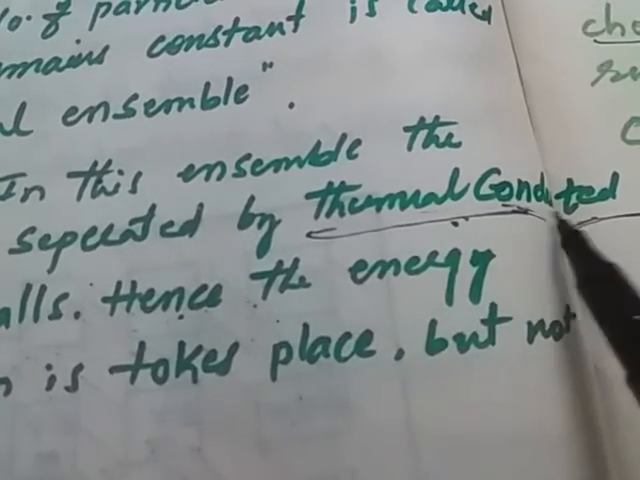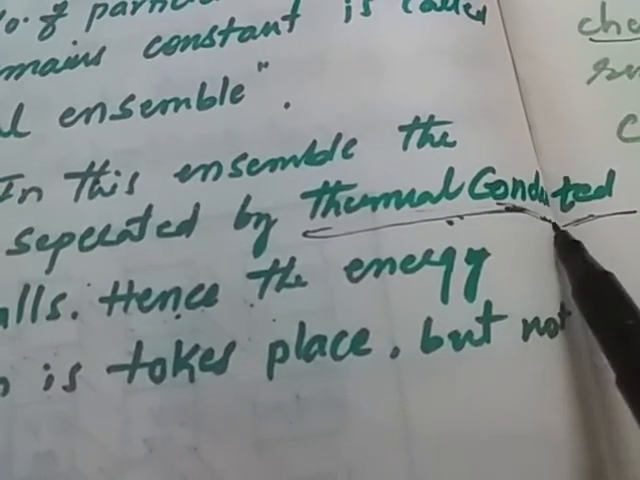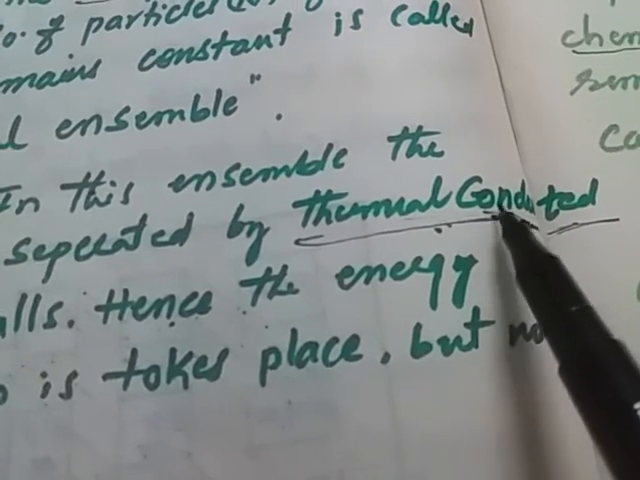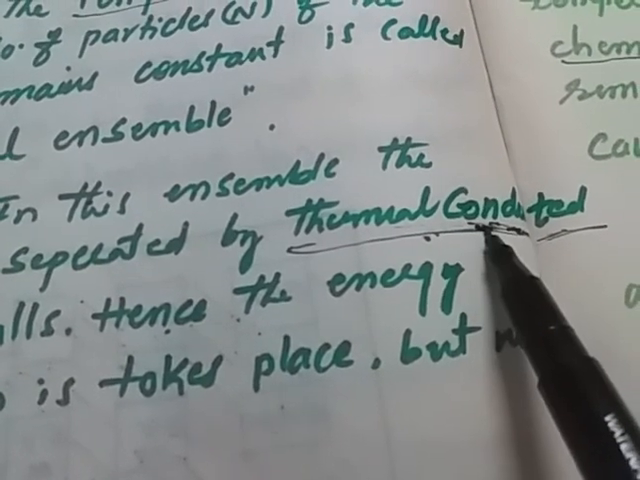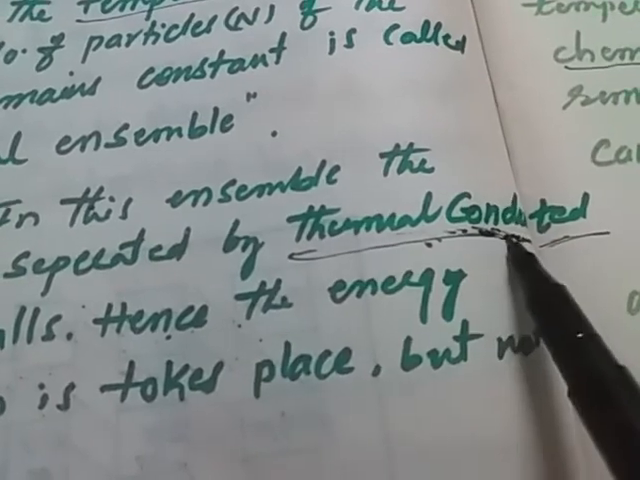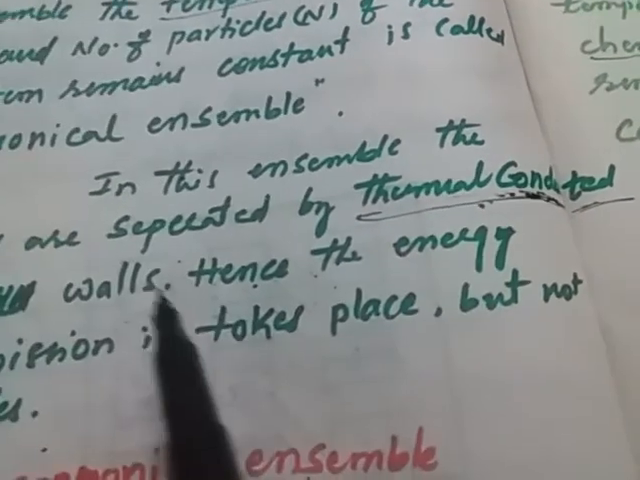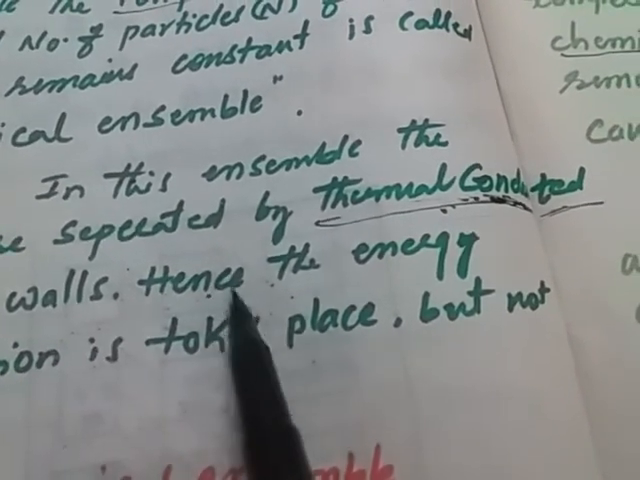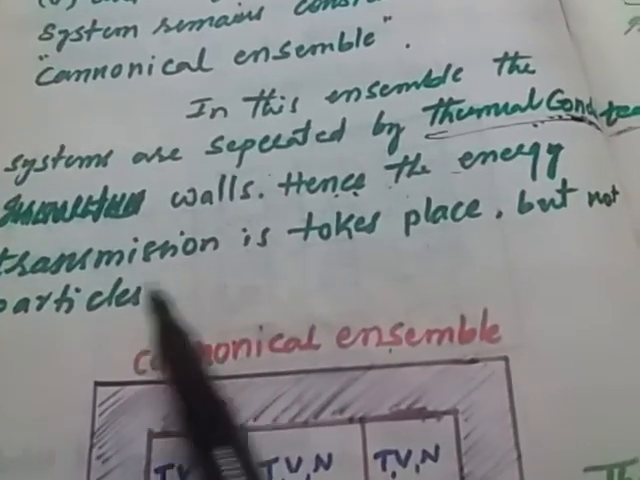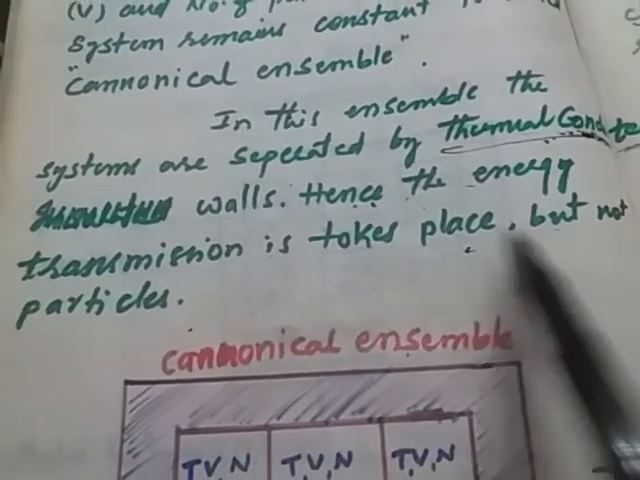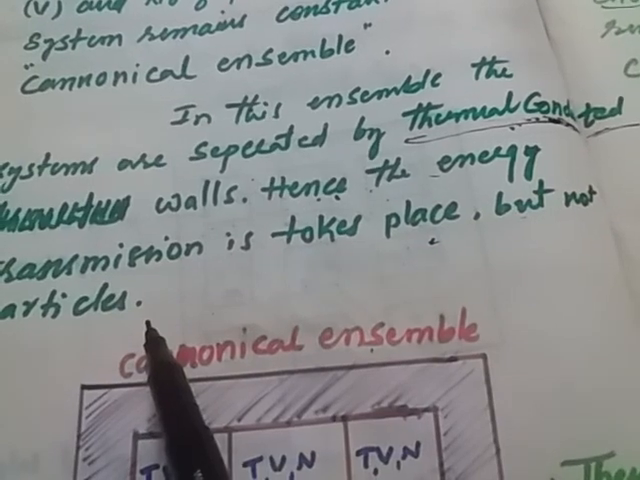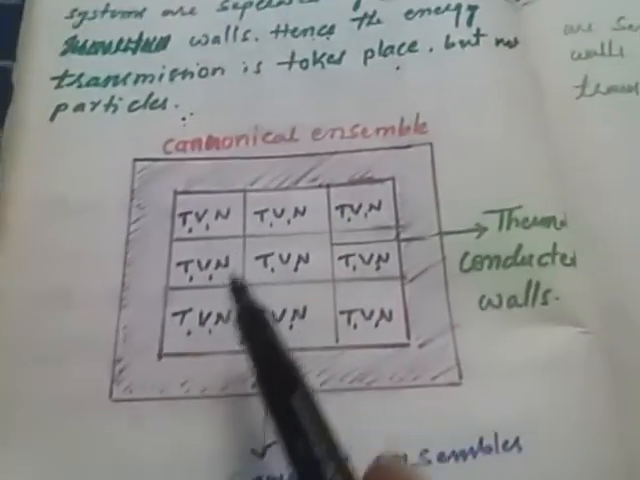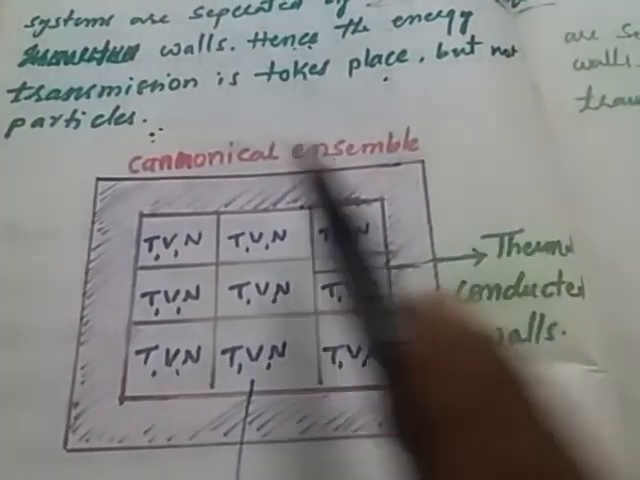So what is thermal conduction? Thermal conduction means the thermal energy or heat is transferred from one system to another system through thermal conducting walls. Hence, energy transmission takes place, but not particles. Understand here? So this is the diagram of the canonical ensemble.